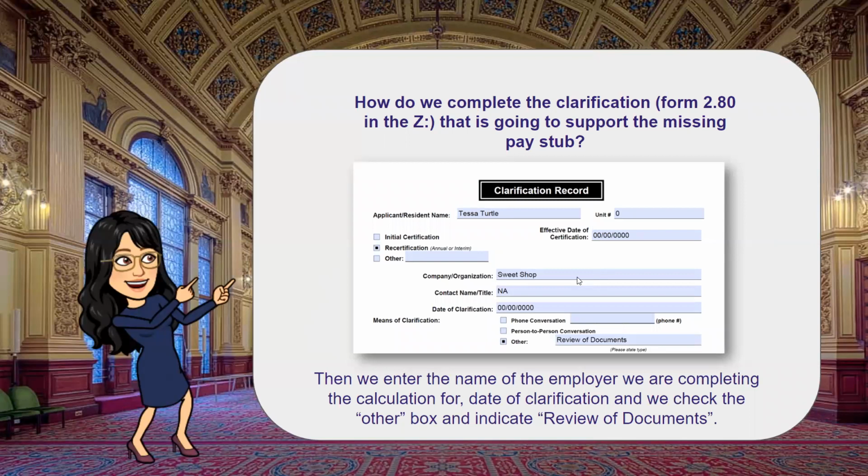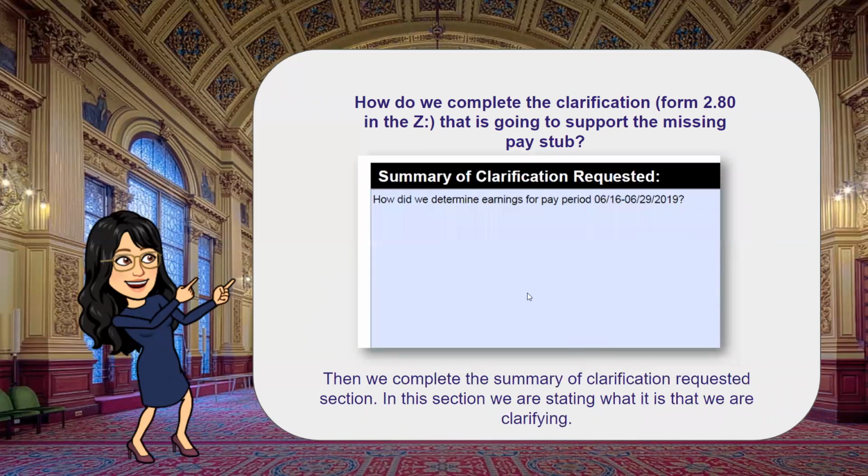Then we enter the name of the employer we are completing the calculation for, the date of the clarification, and we check the other box and indicate review of documents. Then we complete the summary of clarification requested section. In this section, we are stating what it is that we are clarifying. And in this case, it is how did we determine earnings for a pay period June 16th through June 29th, 2019.